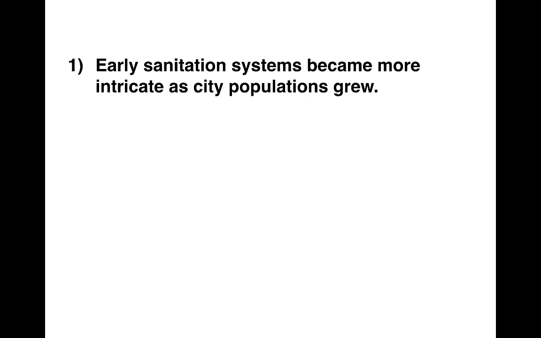I'm going to underline some keywords first. As you can see, most of them are keywords in this case. Early sanitation systems, more intricate, city populations grew. Now, probably the hardest word in there is intricate. If you don't know that word, it might stop you from getting the right answer. So IELTS reading is a vocabulary test, remember. Intricate means complex or complicated. So is it true that early systems of sanitation became more complicated when the city populations got bigger, grew?